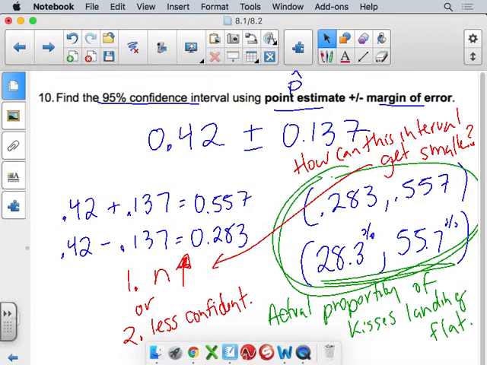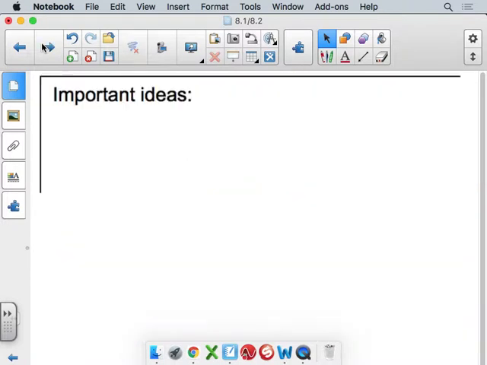So if you want to get your interval smaller, you need to increase your sample size or lower your confidence. Okay, so what are the main points?